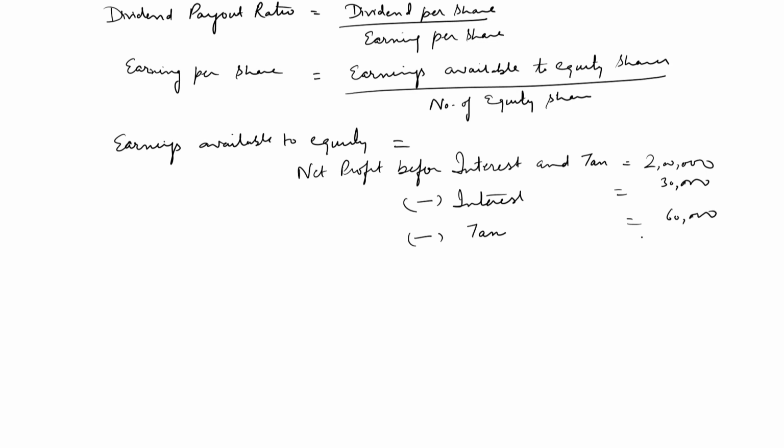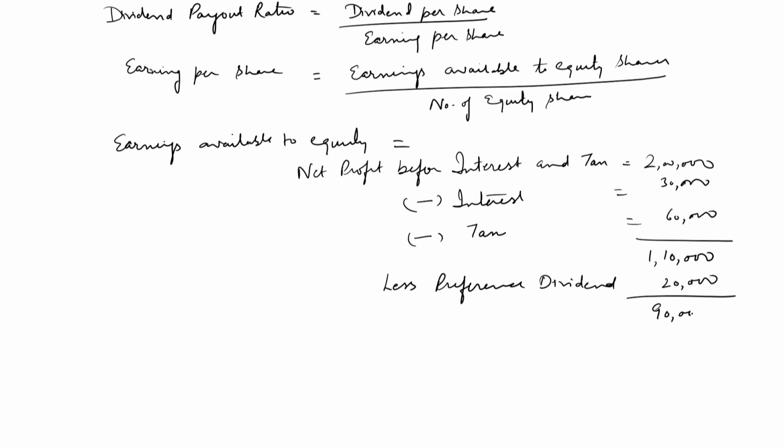We are left with the figure of 1,10,000. Out of this, we first pay dividend to the preference shareholders. So we deduct the preference dividend out of 1,10,000. The preference dividend given in the question is 20,000. So this is the 90,000 amount available for equity shareholders.